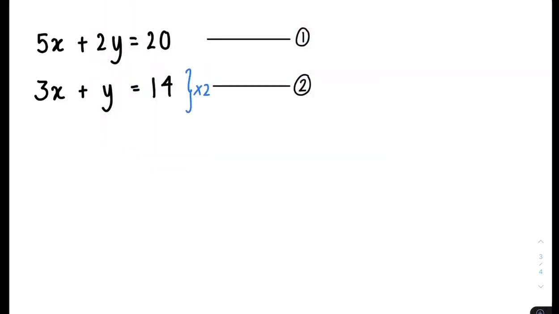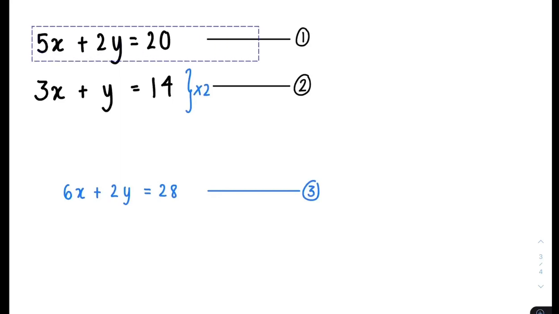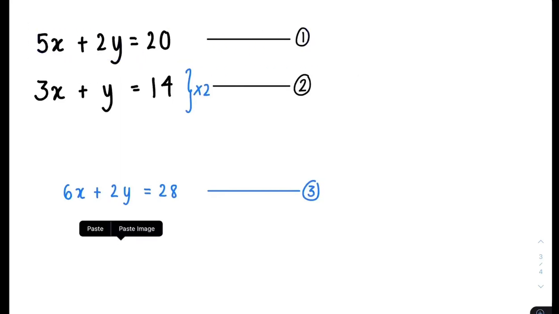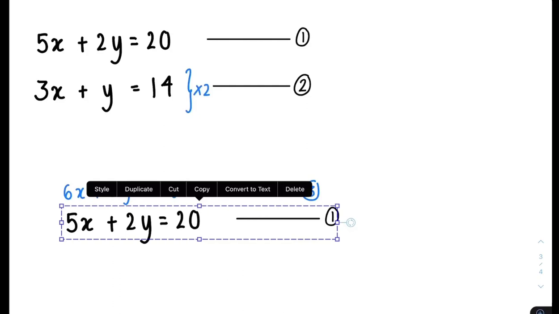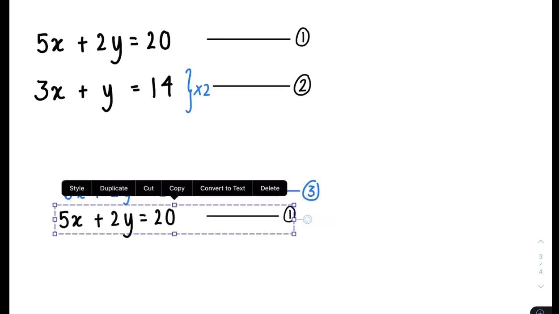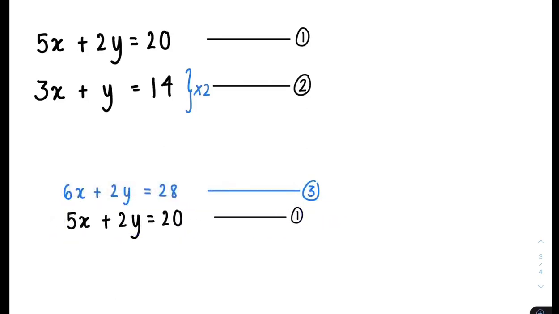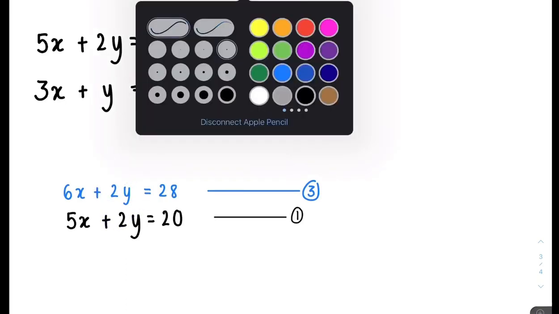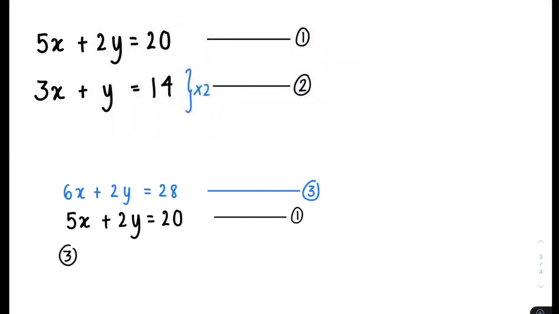And you'd end up getting 6x plus 2y equals 28. And let's call this equation 3 because we've changed equation 2. And then equation 1 doesn't change now because you already got the 2y. So I'm just going to copy it here. These are now your 2 equations, and you work with it how we did last time. So to eliminate the 2y and 2y, because they're both positive, we minus them. So I'm going to do equation 3 minus equation 1.